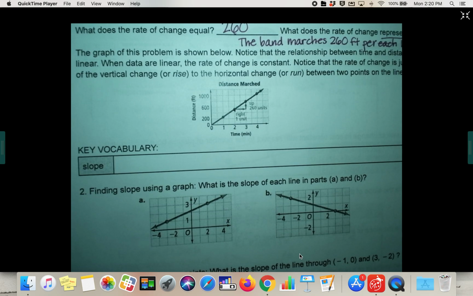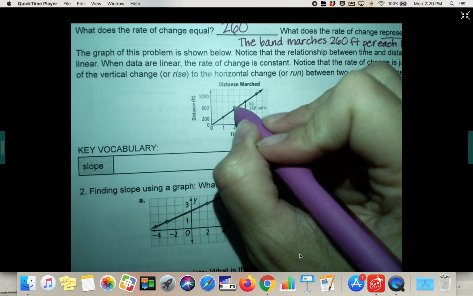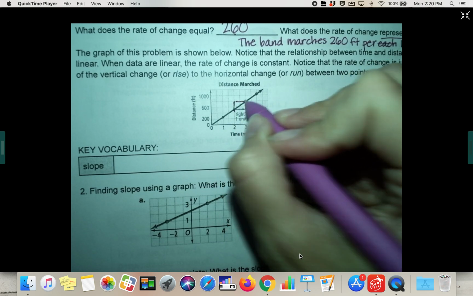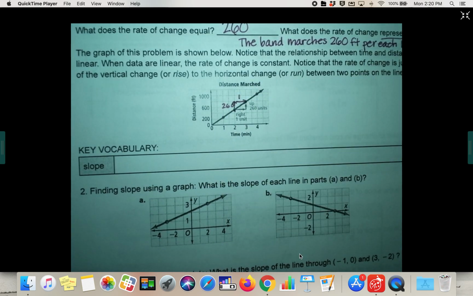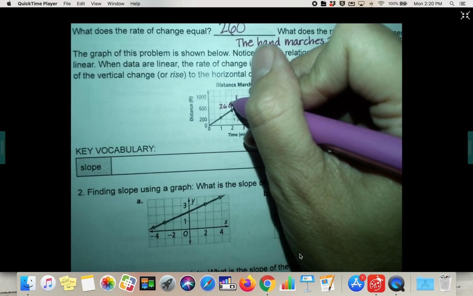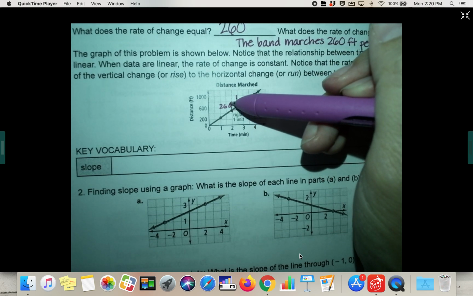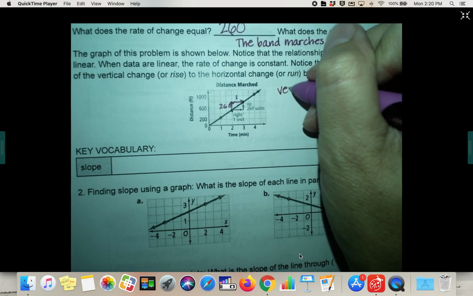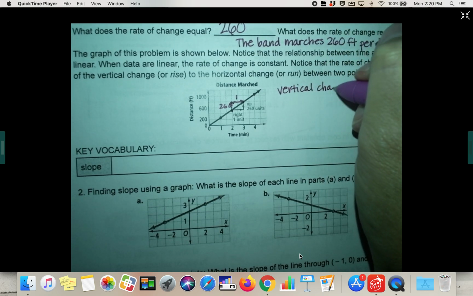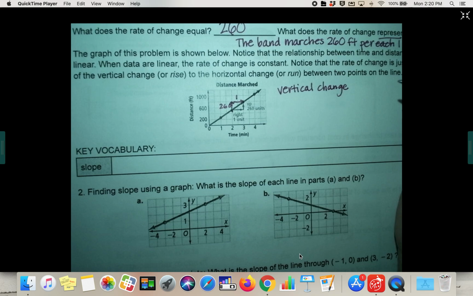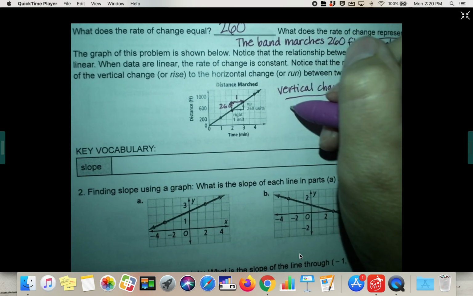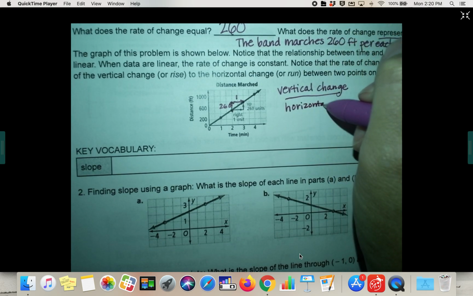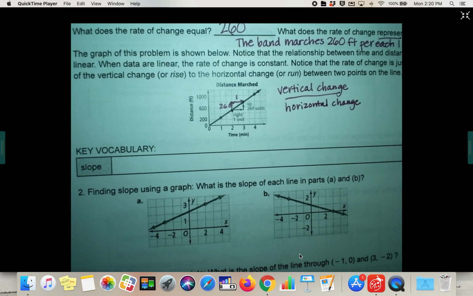So what is the up and over that it is changing by? It is going up 260 per every 1 minute. So up 260 over 1 minute. And here's what I want you guys to note. The rise is how much it goes on the vertical axis. So this is our vertical change. Vertical change always is the dependent variable, so that goes over the independent variable, which is the horizontal change.